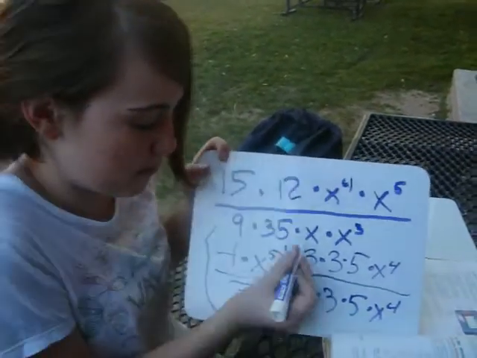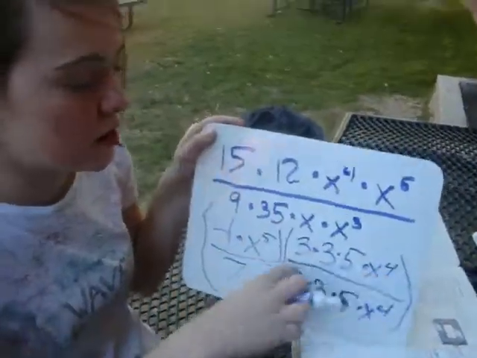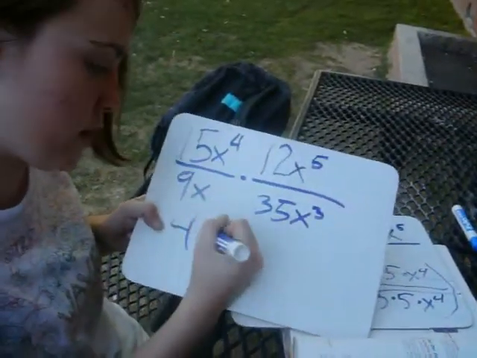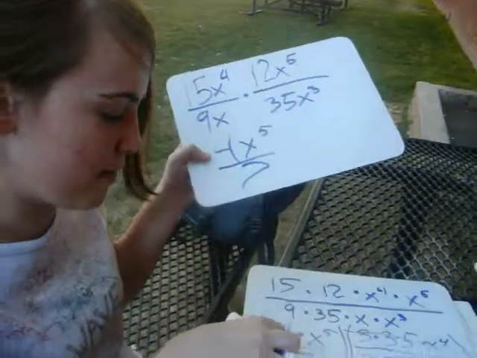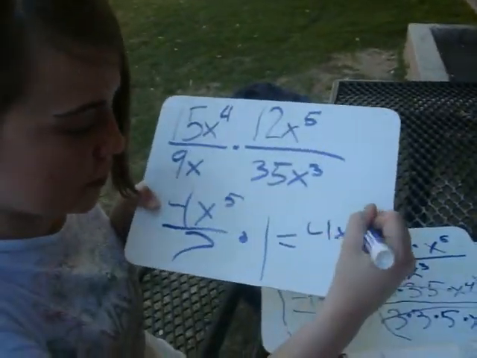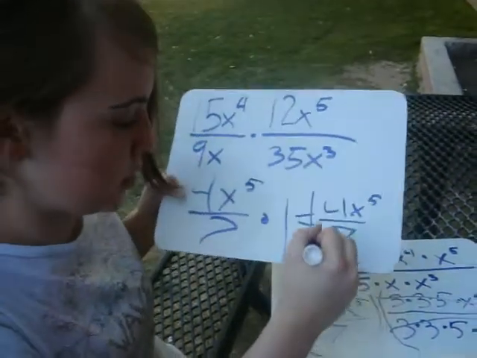Okay, so we have that. These two are going to cancel out since they're the same, and then you just have that. So then you multiply 4x to the 5th over 7, which is what you have here, times 1, which equals 4x to the 5th over 7, and that is your answer.